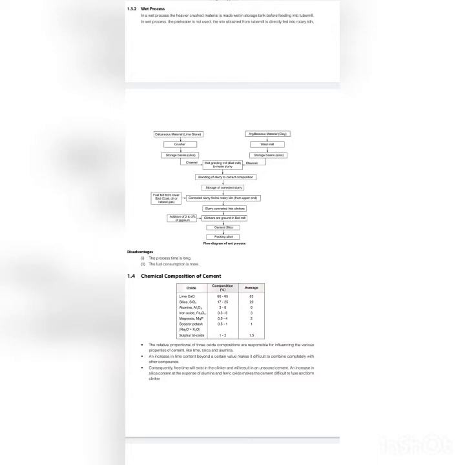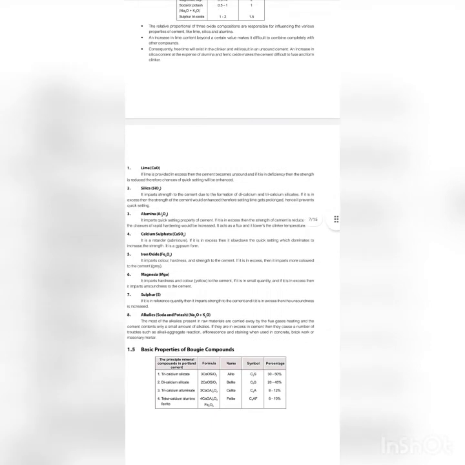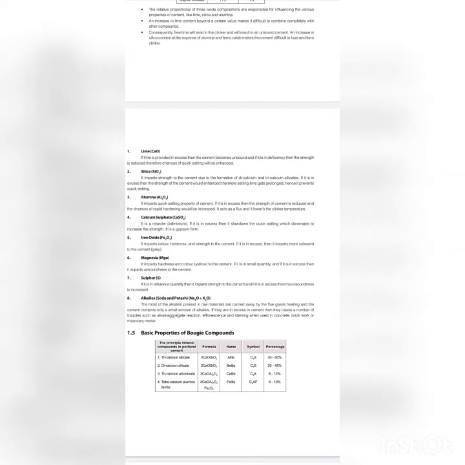The relative proportions of three oxide components, lime, silica and alumina, are responsible for influencing the various properties of cement. An increase in lime content beyond a certain value makes it difficult to combine completely with other compounds. Consequently, free lime will exist in the clinker and will result in an unsound cement. An increase in silica content at the expense of alumina and ferric oxide makes the cement difficult to fuse and form clinker. Now we can see the components and their details of cement.